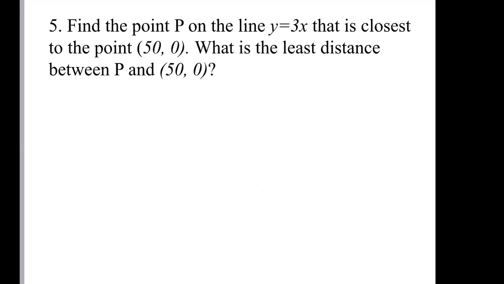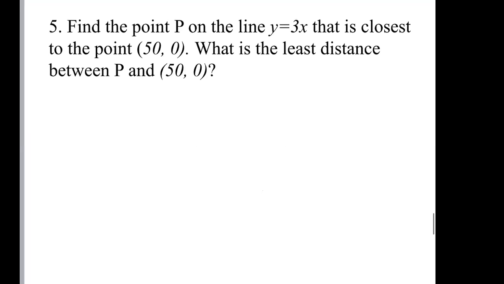Okay, let's move on to another problem or two from section 3.7. Again, we are optimizing. And let's work this problem. We're told that we want to find the point P on the line y equals 3x that is closest to the point (50, 0). What is that least distance between P and (50, 0)?